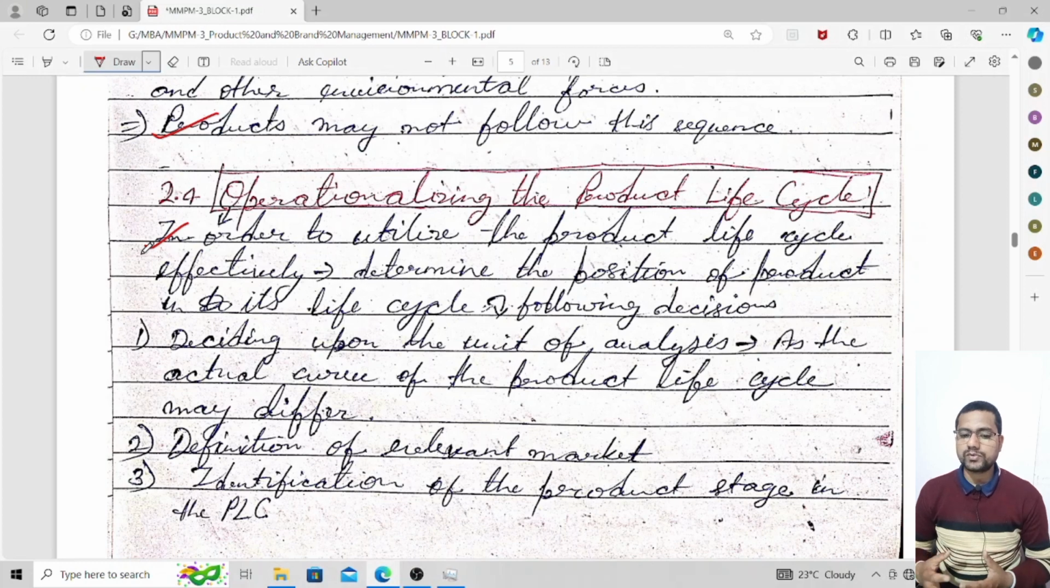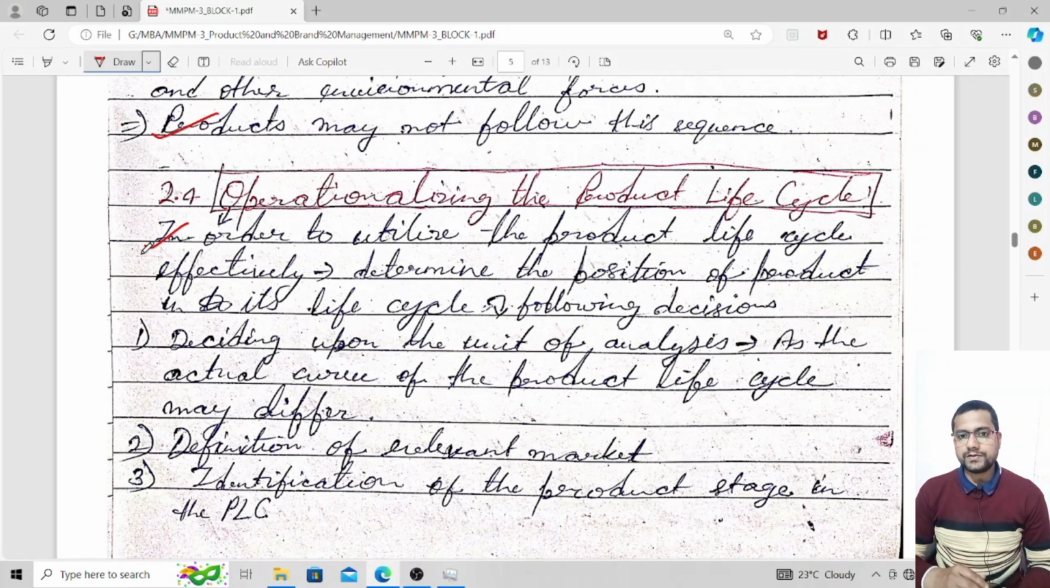determine the position of the product in its life cycle. In order to utilize the product life cycle effectively, so here it is given utilize, so in what sense is it saying that utilize the product life cycle effectively? Utilizing the product life cycle effectively means that at whatever stage the product is, decisions should be made according to that. For example, if any product is in the introduction stage, then according to that stage, decisions should be made by the company or by the managers, so that the product can go to the growth stage, so that it will increase the profit for the company.